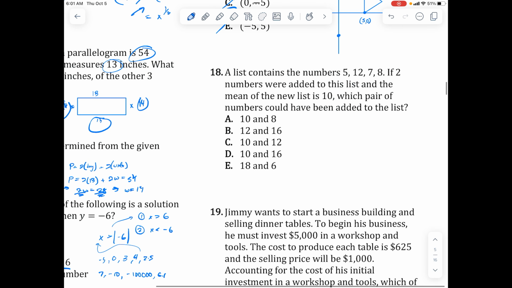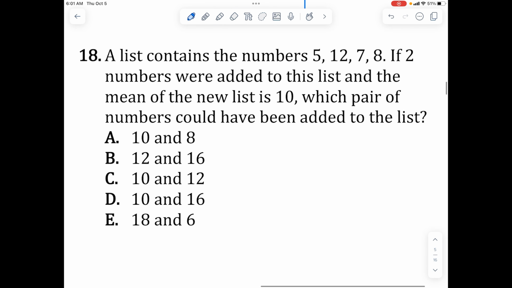Okay. A list contains the numbers 5, 12, 7, and 8. If two numbers were added to this list and the mean of the new list is 10, which pair of numbers could have been added to the list? So what's the mean of the original list? 5 plus 12 plus 7 plus 8 divided by 4 is equal to 8.